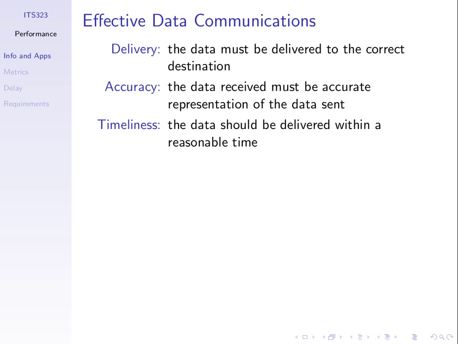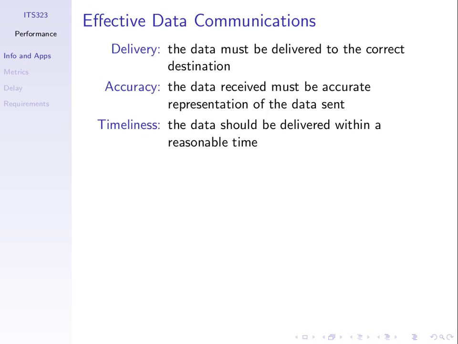What we want to get to, we'll start with today, is how do we know if a communication system is good or effective? The three basic measures are delivery, accuracy, and timeliness. A good or an effective communication system will have all three of these. As we go through the topic today, we'll see some more details of each of them, especially the last two.